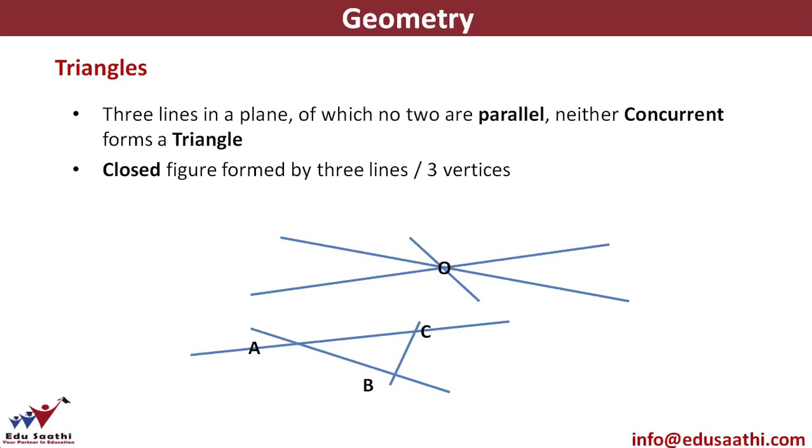Now the lines should not be concurrent. If the three lines that you are getting are concurrent, you will have a single point. You'll never be able to get a triangle. For a triangle to exist, the three lines should intersect at three different points, which will act as the three corners of a triangle.